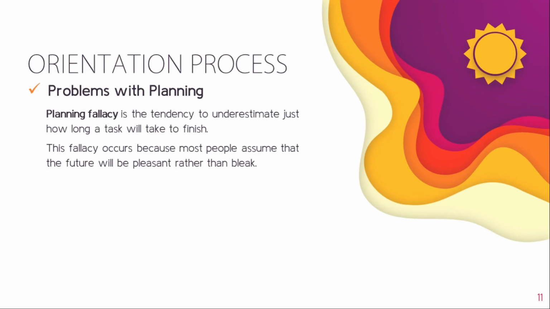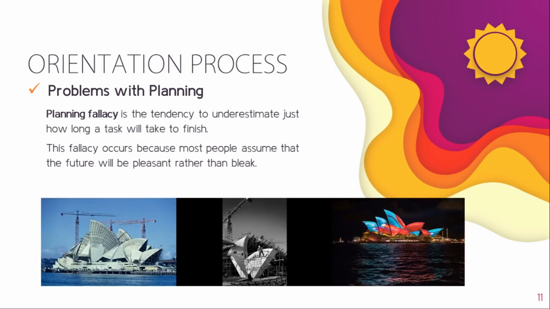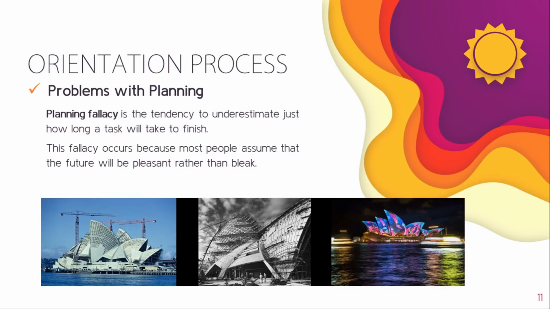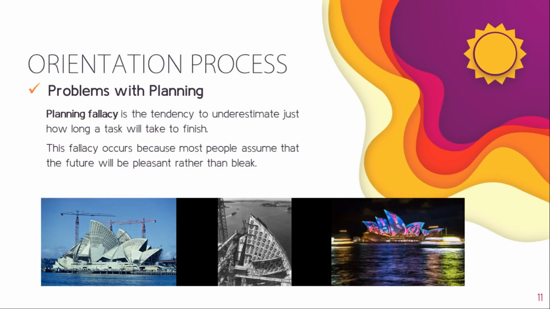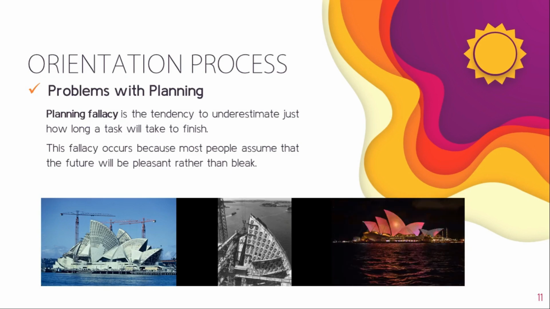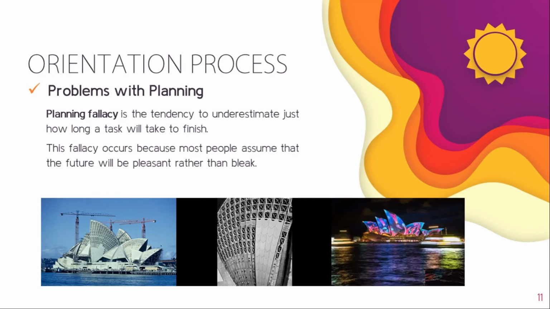Here we have a famous example: the construction of the famous landmark of Sydney, the Opera House. It was stated that it took 10 years longer and nearly $100 million or more to complete the construction than was originally planned.